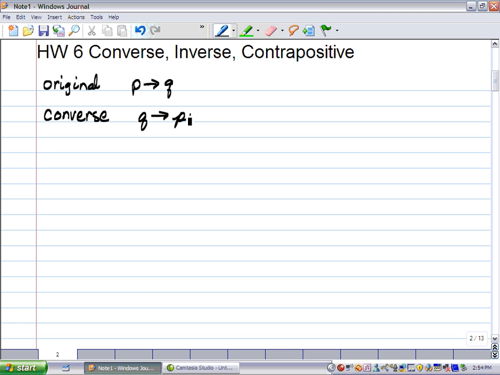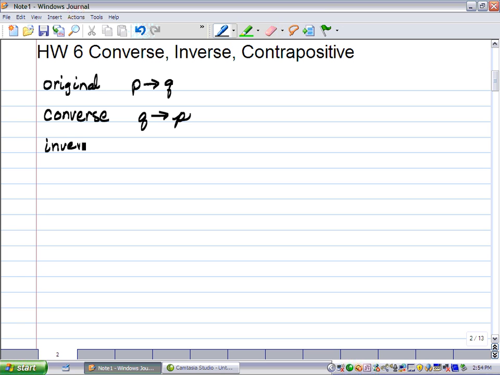If it rains, then I get wet. The converse, if I get wet, then it rains. They don't mean the same thing. It's possible the first one would be true. It rains, then I get wet, because it could be outside. And the second would not be true. If I get wet, then it rains. Maybe I'm taking a shower. Maybe I'm swimming, or whatever. So the two do not mean the same thing.